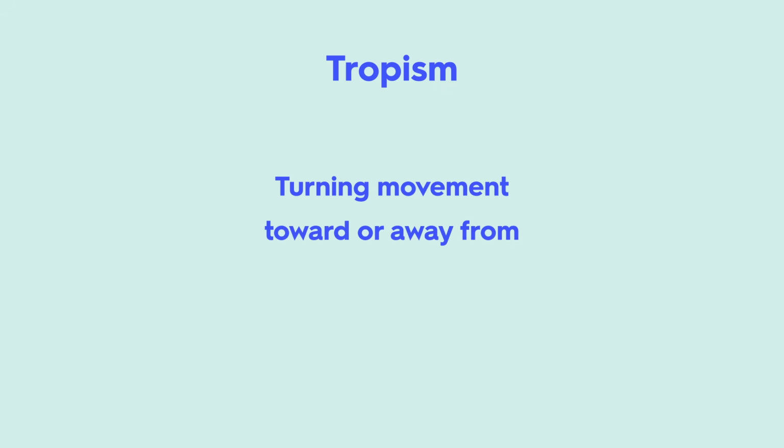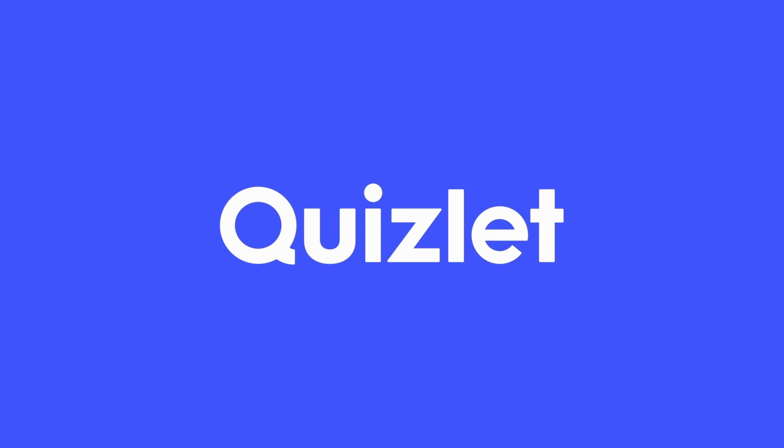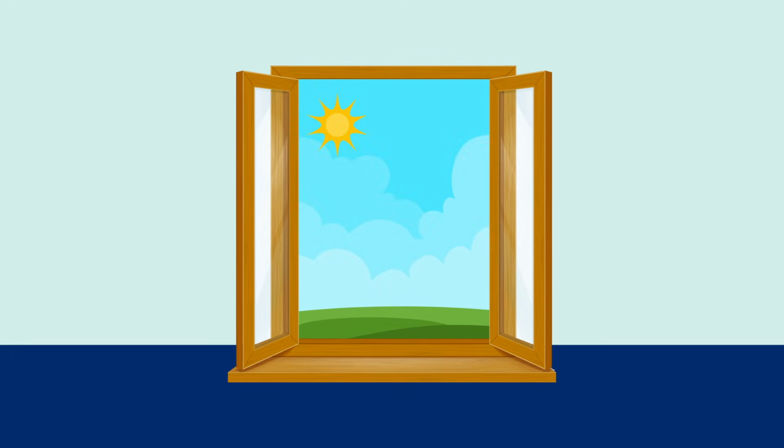So, what exactly is a tropism? Tropism is a turning movement in which a plant grows toward or away from a stimulus. The key is that the response has a direction. Let's look at a simple example.